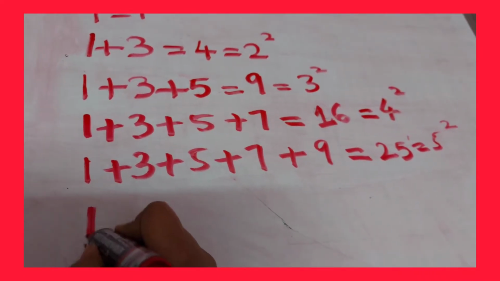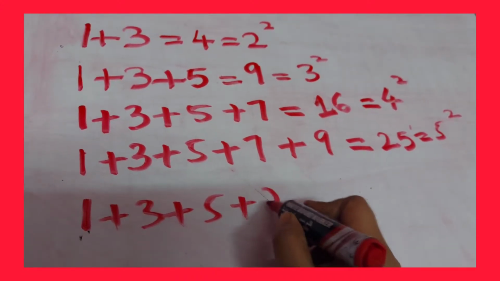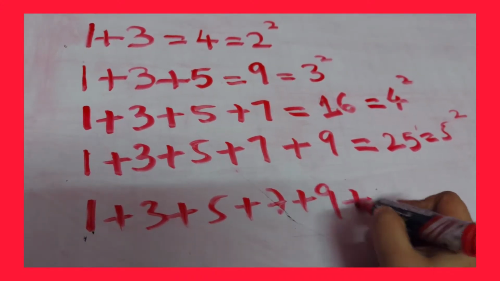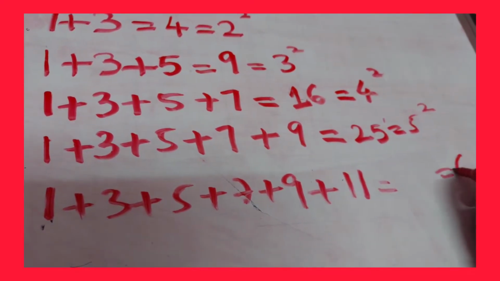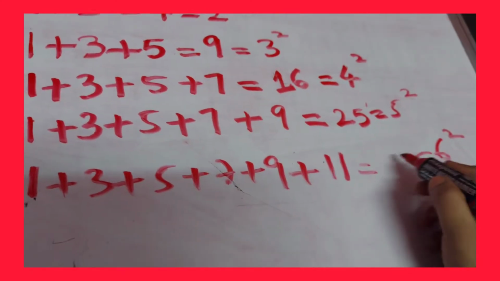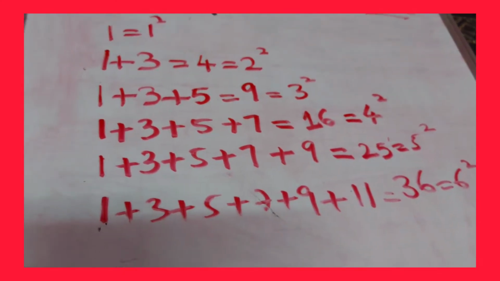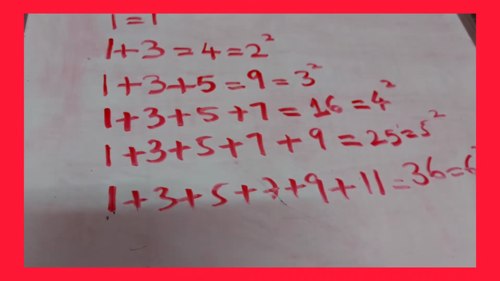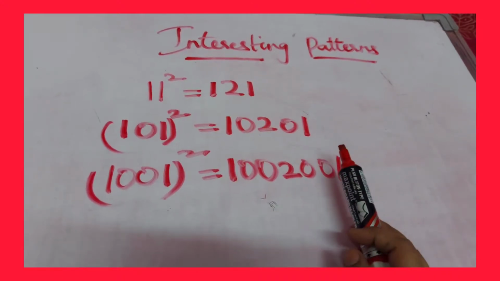Okay, so now 1 plus 3 plus 5 plus 7 plus 9 plus 11. Again you take it as 6 square. 6 sixes are 36. So like this the pattern goes on. Okay, one more interesting pattern is there.